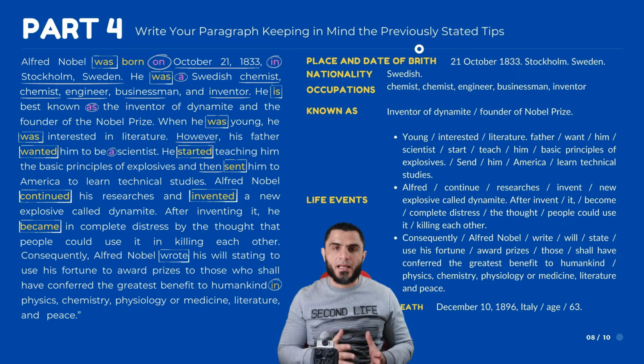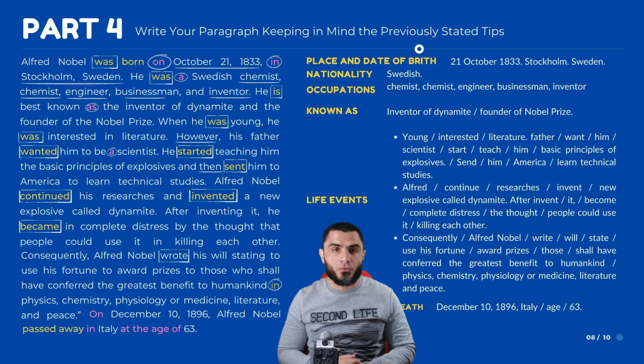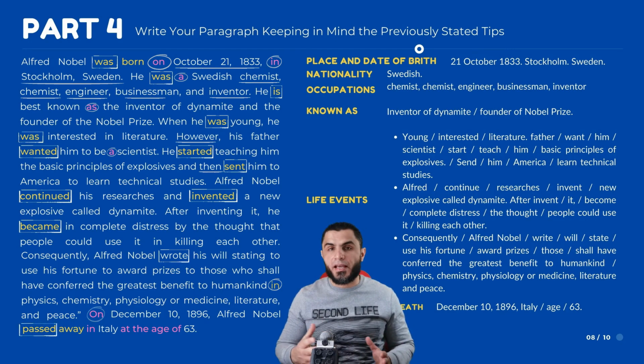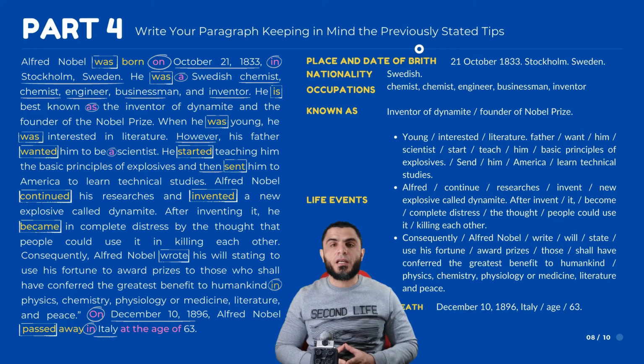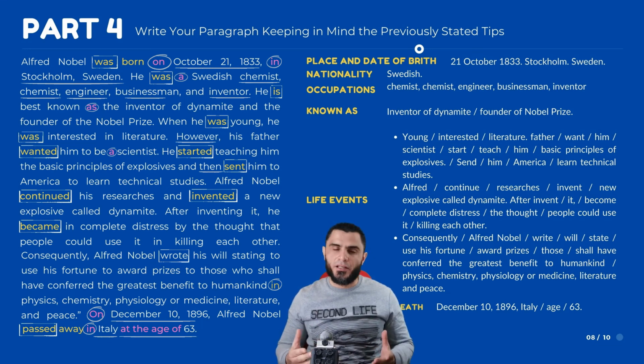On December 10th, 1896, Alfred Nobel passed away in Italy at the age of 63. In this sentence, I have used on because I have a date, in because Italy is a country, and at the age of 63 because this is an age.